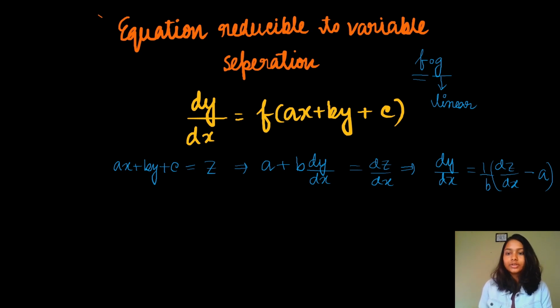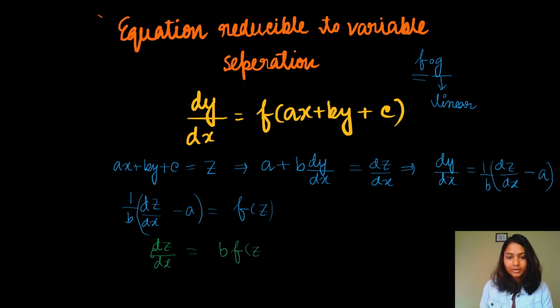If we substitute this dy/dx term in the original equation, we will obtain 1 by b dz/dx minus a equals f of z. So the ultimate form will become like this: dz/dx equals b f(z) plus a. So now we can use the separation of variables method.